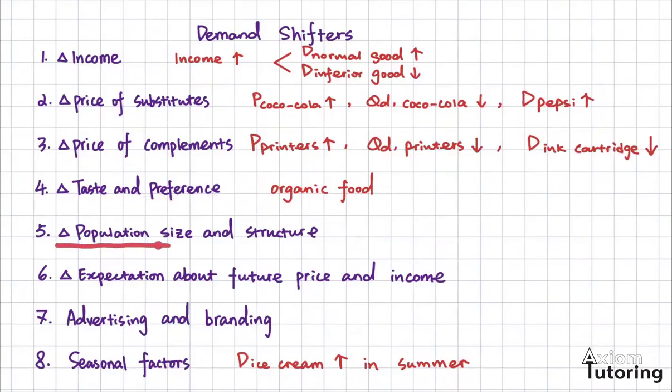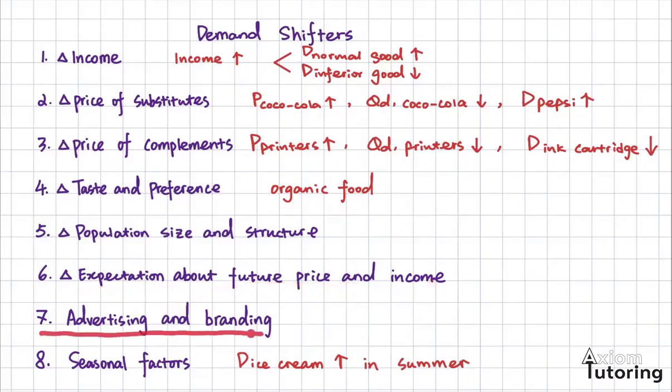Also, changes in population size and structure can shift the demand. A larger population is going to increase the demand for almost all goods. An aging population would increase the demand for healthcare or mobility services. Besides, changes in expectation about future price and income is also a demand shifter. If people expect higher prices in future, they will buy more now, increasing today's demand. If people feel like they are going to become wealthier and receive higher salary in the future, they're also going to increase today's demand.